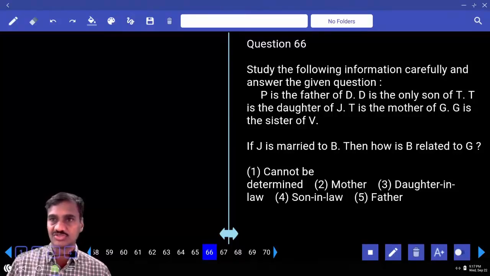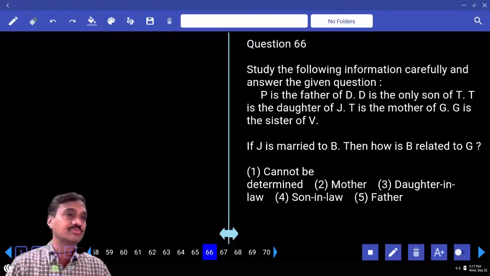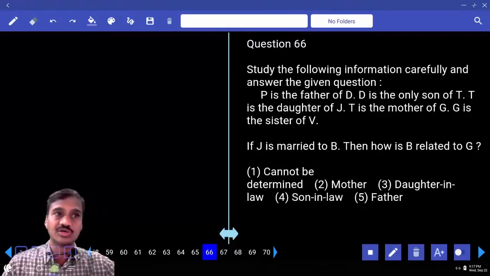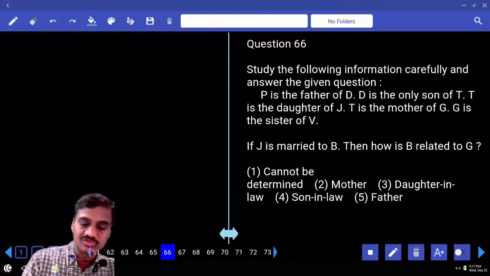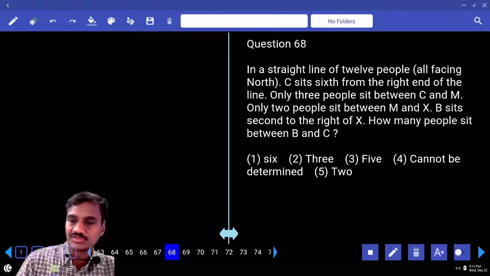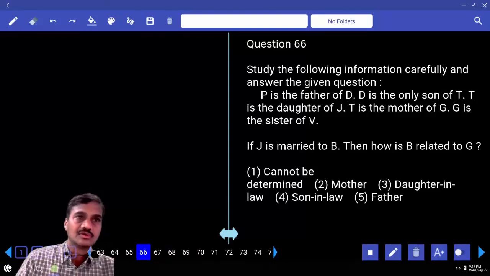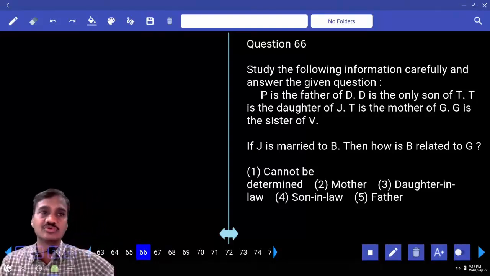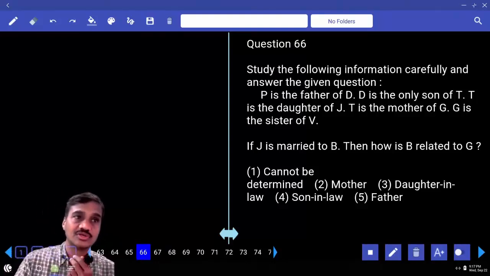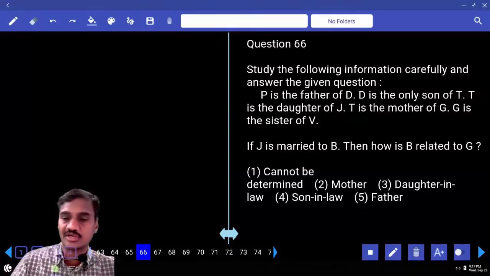Question number 66 onwards, it is based on blood relations. Whenever this blood relation set is given, any marks question, blood relation comes with either 2 marks or 3 marks. So check how many marks are given. Now, yes, 2 marks were given. Whether it is 2 marks or 3 marks, you have to start this one and solve this one in the very first priority. First priority lo chesukovali.